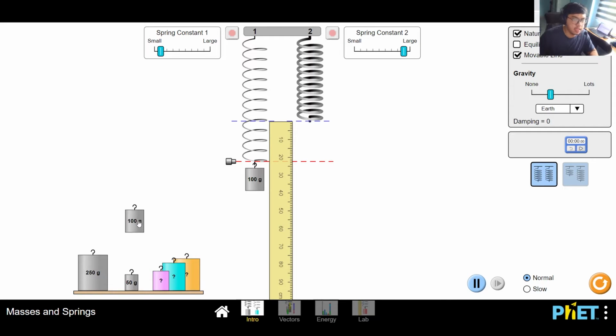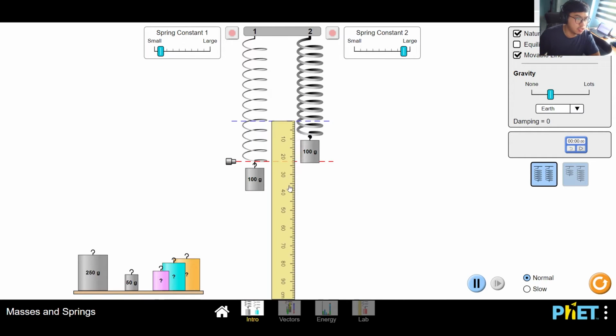What about the second spring? The second spring has a larger spring constant. Let's put on 100 grams, the same mass. And you will see it doesn't extend that much. So the other one is shorter. It doesn't extend as much. So what does this mean? The second spring has a larger spring constant, as you can see. Because it has a larger spring constant, that means it's a harder spring to pull. If you give the same mass, it doesn't extend as much. The spring here has a smaller spring constant, so it's easier to pull.